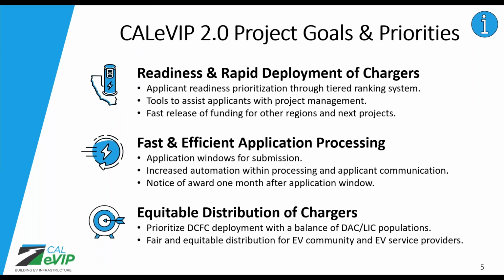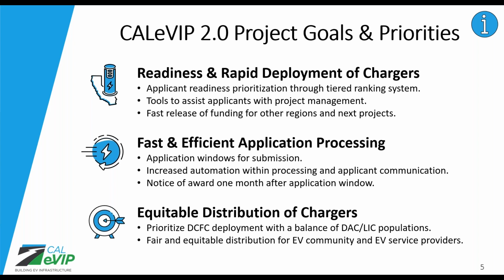And so as a Cali VIP 2.0 project goals and priorities overview, in this 2.0 project, we have multiple priorities that we're looking into. So the first one is readiness and rapid deployment of chargers. We have applicant readiness prioritization through a new tiered ranking system. With this release of the project, we have different tools to help assist applicants with project management, and we do want to generally have a fast release of funding for other regions and next projects. And so while we have this specific project launching now, we are actively working on getting new projects to launch in the future. Overall, we want this to be a fast and efficient application processing for both us as well as any applicants.